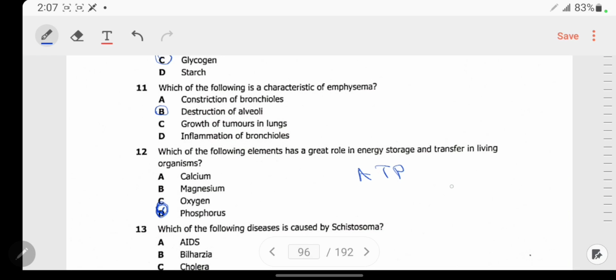We also have phosphates even found in DNA, so it is used in the transfer of genetic information. We also have phosphates in many other things such as NADP. So all these are characterized under energy storage and transfer. There are a lot of them. So the correct answer there is phosphorus.